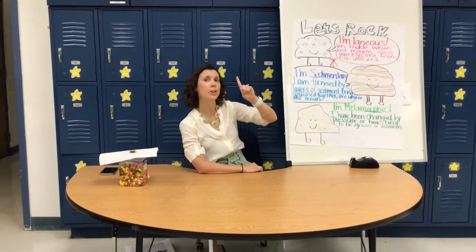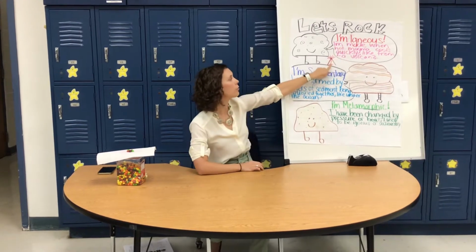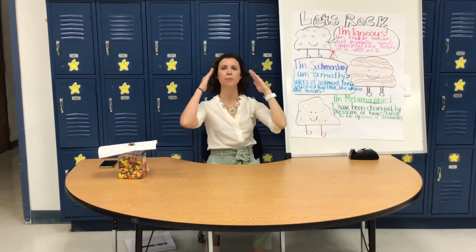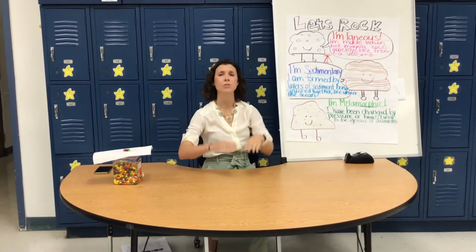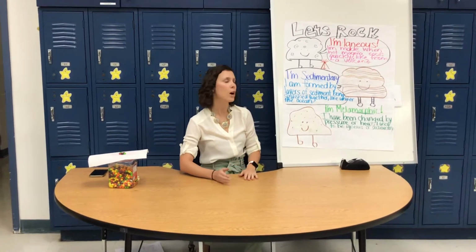Igneous, we have that letter I, and we would draw a volcano. I don't know if you see our volcano from in class. We would always put a volcano over the I because igneous rocks are formed from when the magma cools. So we get those rocks from there.